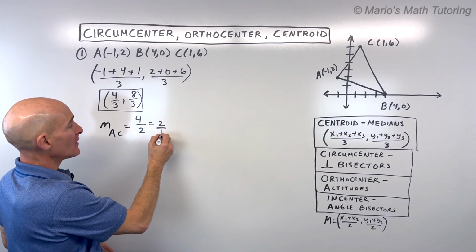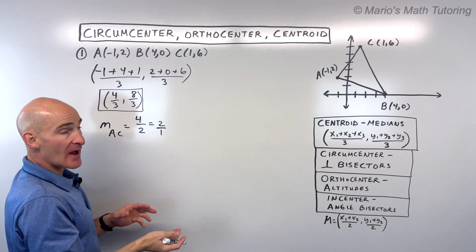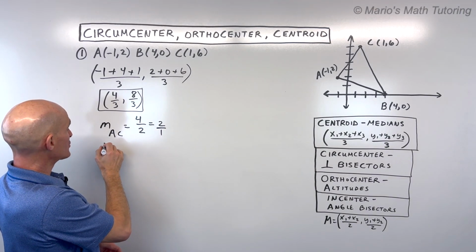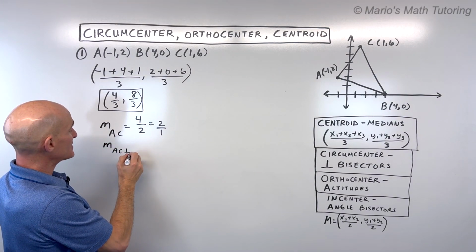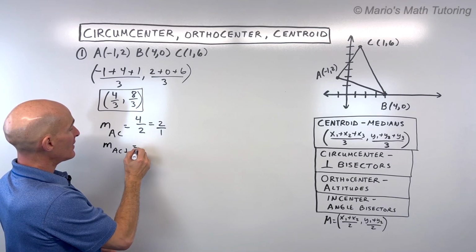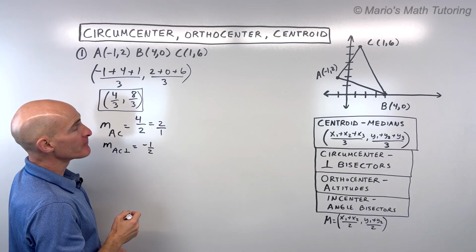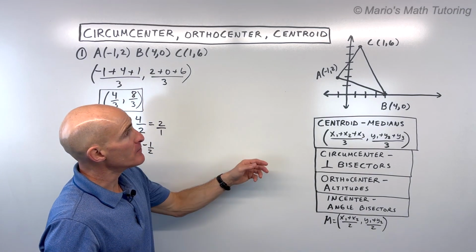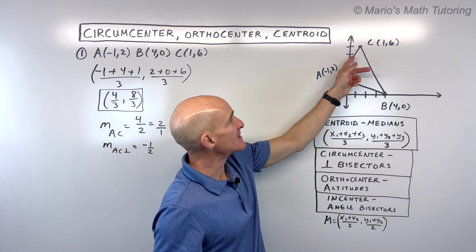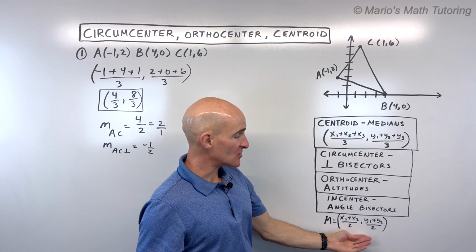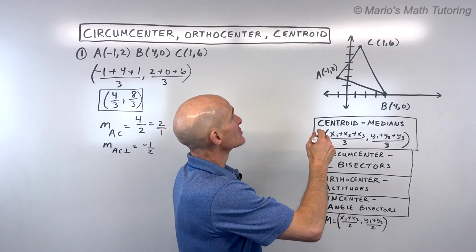So remember, the reciprocal, we flip it over, and then the opposite, we change the sign. So I'm just going to write the slope of AC perpendicular. That's going to be -1/2. Okay, now we need to find the midpoint. And the midpoint is the average of the x's, average of the y's. So you just add them up and divide by 2. So let's go ahead and do that.